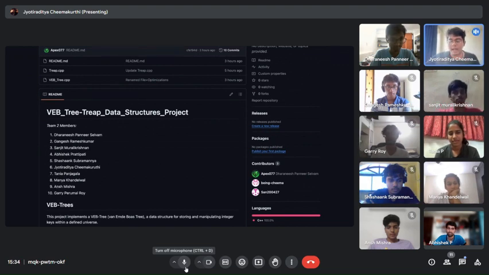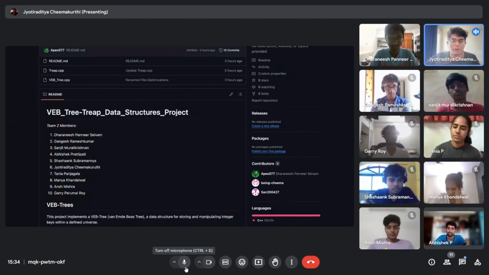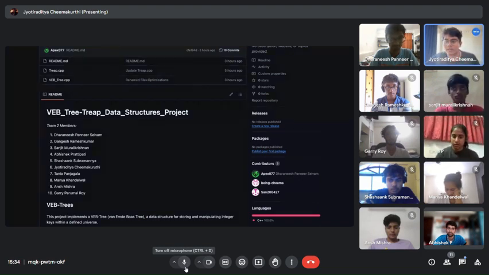So for today, we have Dharnish and Sanjit, who are the developers of this project, who will be presenting the topics respectively. Dharnish will be presenting the VEB tree, and Sanjit will be presenting Treap. And over to Dharnish.